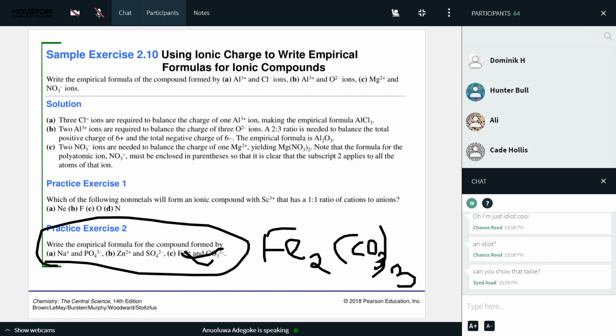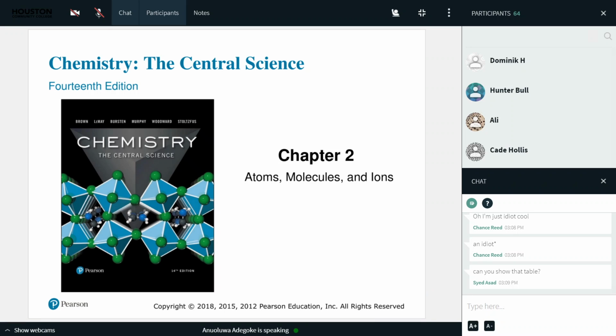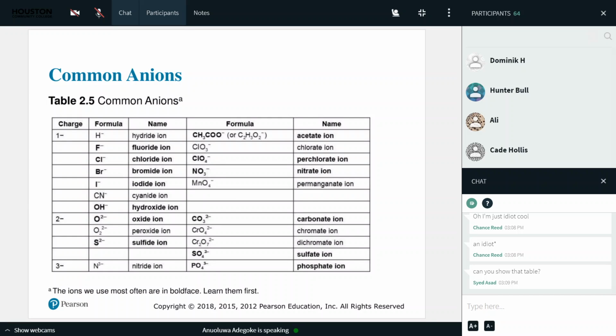Now let's look at how we name molecular compounds. Those are much easier to name than ionic compounds because you don't have to deal with the charges. When you're naming molecular compounds, that is the compounds that involve nonmetals, it is much easier. All you need to remember is your prefixes.